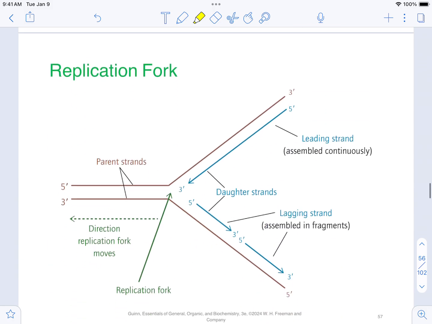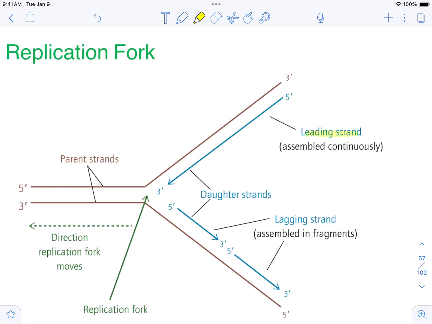So here's a picture. Here's our leading strand, and you should know that this is assembled continuously. As this approaches the replication fork, the enzyme further unwinds the two DNA parent strands. Look at your parent strands in brown: as you're going this way, it's unwinding, right? It's unwinding here.